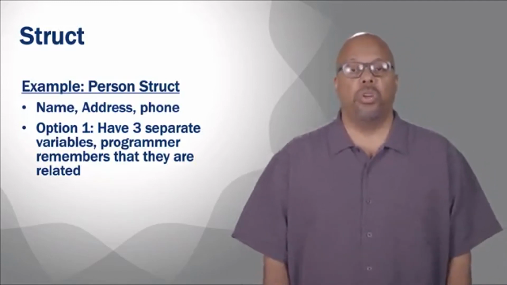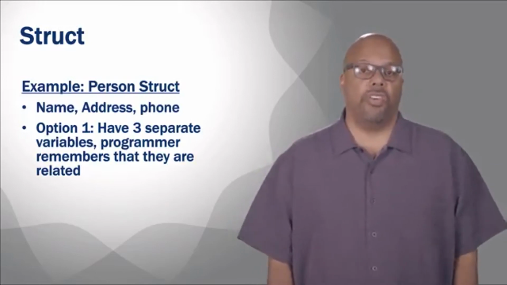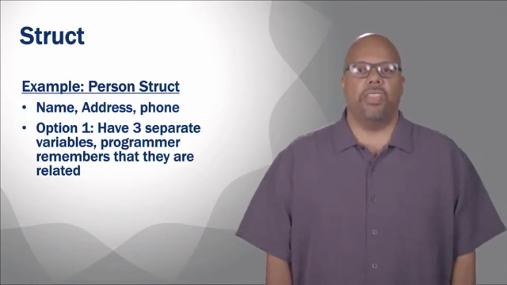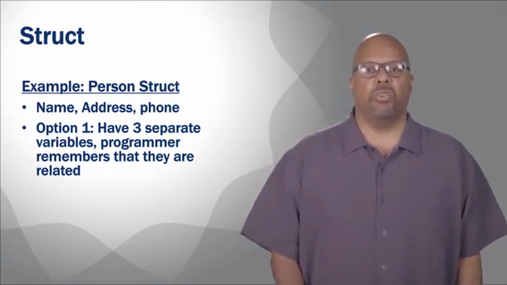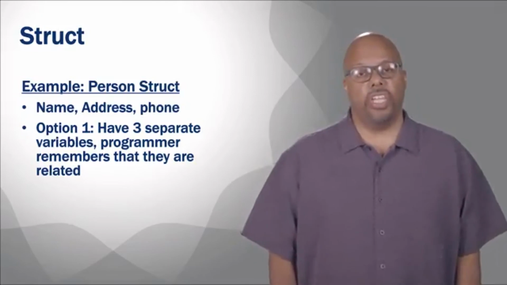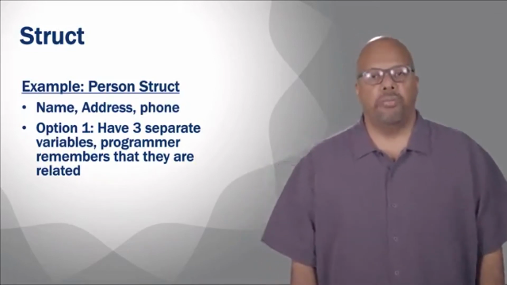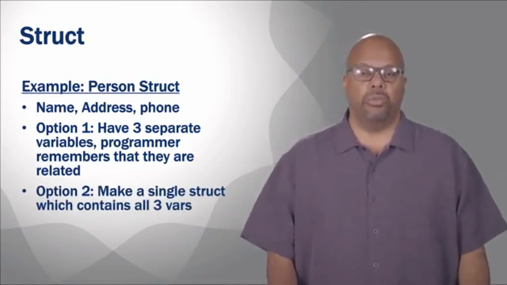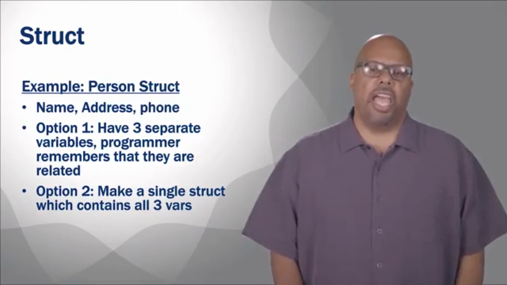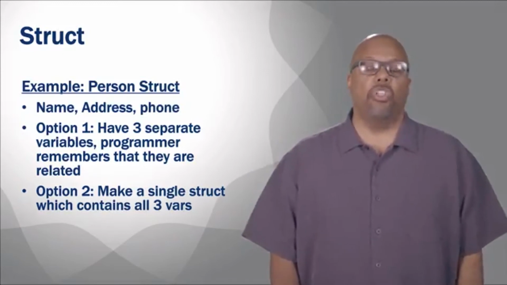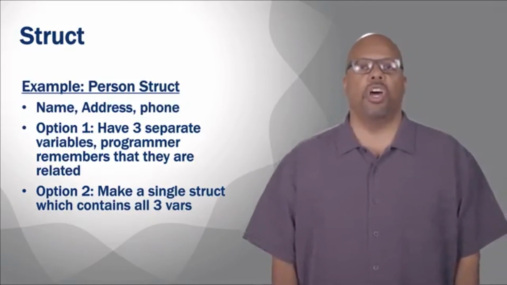So that's one way. In that scenario, these three pieces of information, name, address, phone, are related, but the programmer themselves has to remember that they're related. That this name is related to this address and this phone, whereas this other name is related to this other address and this other phone. Now, another, probably better way to do this, is option 2, to make a single struct that represents a person. And that struct aggregates all three variables. So this one object now contains a name, address, and phone number of one person.